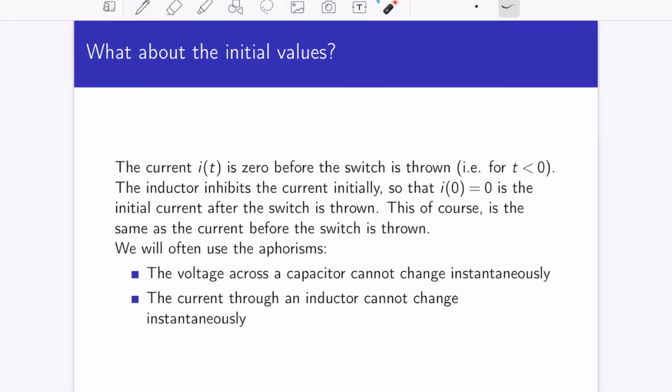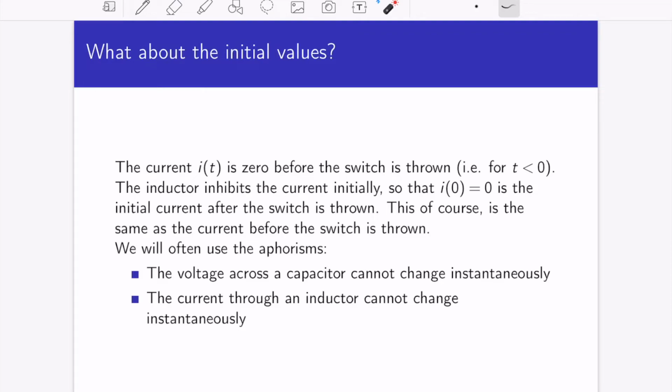So now let's consider the initial values. The current I of t is going to be 0 before we throw that switch, before the switch is closed. The inductor will initially inhibit the current, so I of 0 is equal to 0. That will be the initial value of the current after the switch is closed. This is going to be the same, of course, right before the switch was thrown.